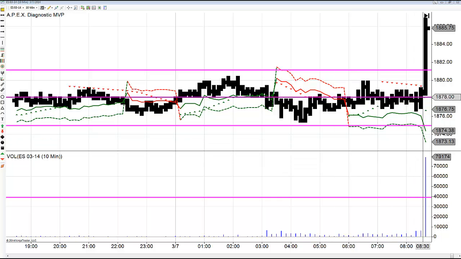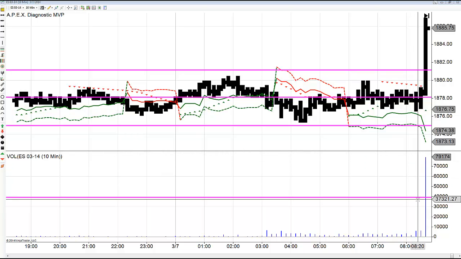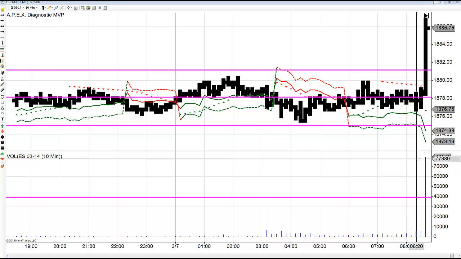But now, what did we just make right here on this bar? 40,000 is our average volume. This is an 80,000 volume bar. So what is this? This is a high volume magnet bar.